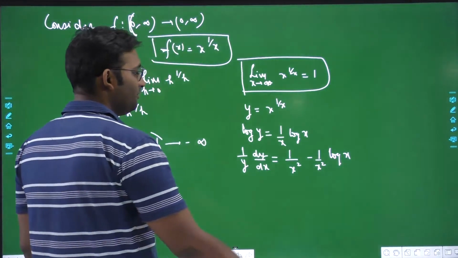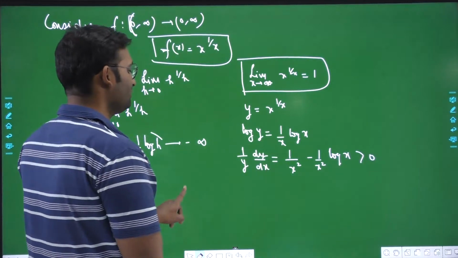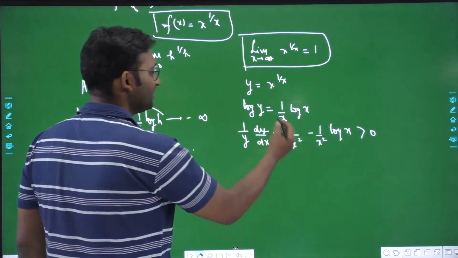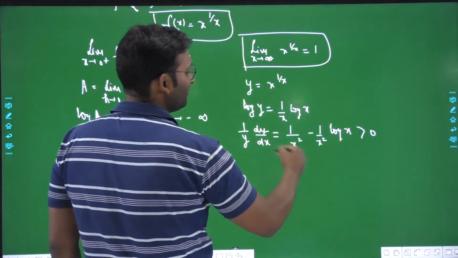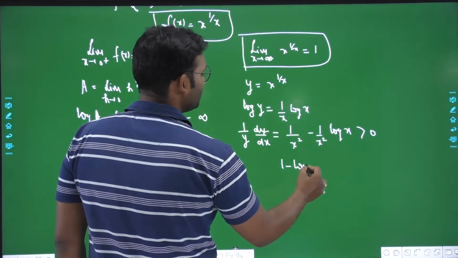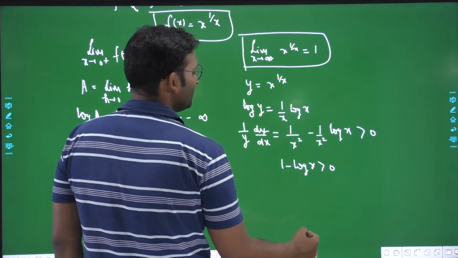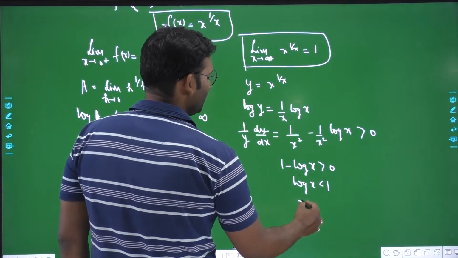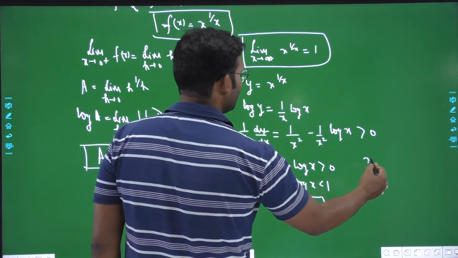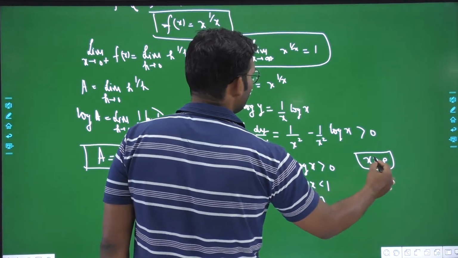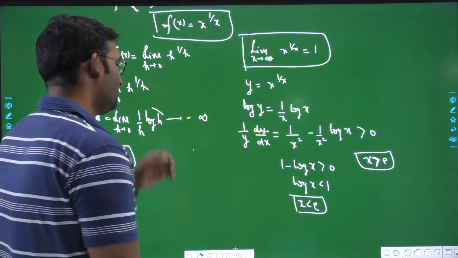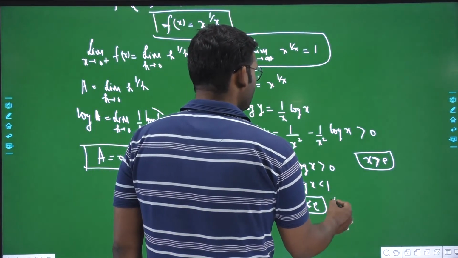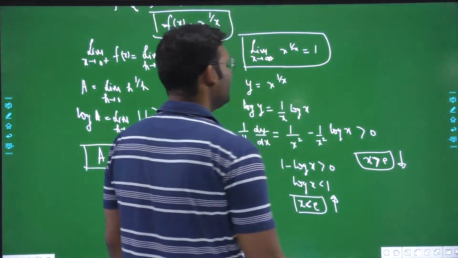So when will it be greater than 0 and when will it be less than 0, let us find. Since the function is differentiable throughout, let me find where the function is increasing and where it is decreasing. If y is an increasing function, then the derivative must be greater than 0. That implies it is increasing whenever 1 minus log of x is greater than 0, that is whenever log of x is less than 1, that is whenever x is less than e. Whenever x is less than e, the function is increasing, and whenever x is greater than e, it is decreasing.